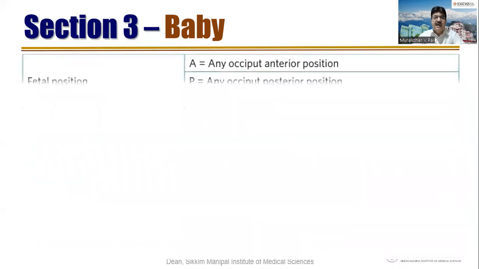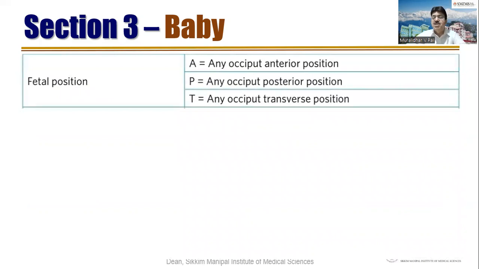And now, other things about the baby. Fetal position is occipito anterior. Of course, all of you know how to make out occipito anterior. You can do an abdominal examination itself. If the fetal heart is more towards the center, it is occipito anterior. If it is more towards the flank, it is occipito posterior.